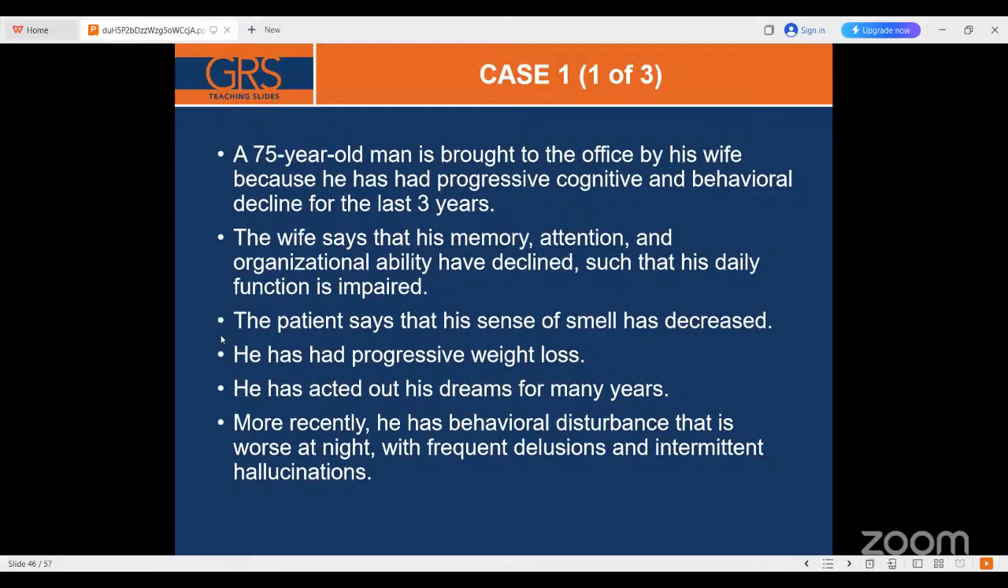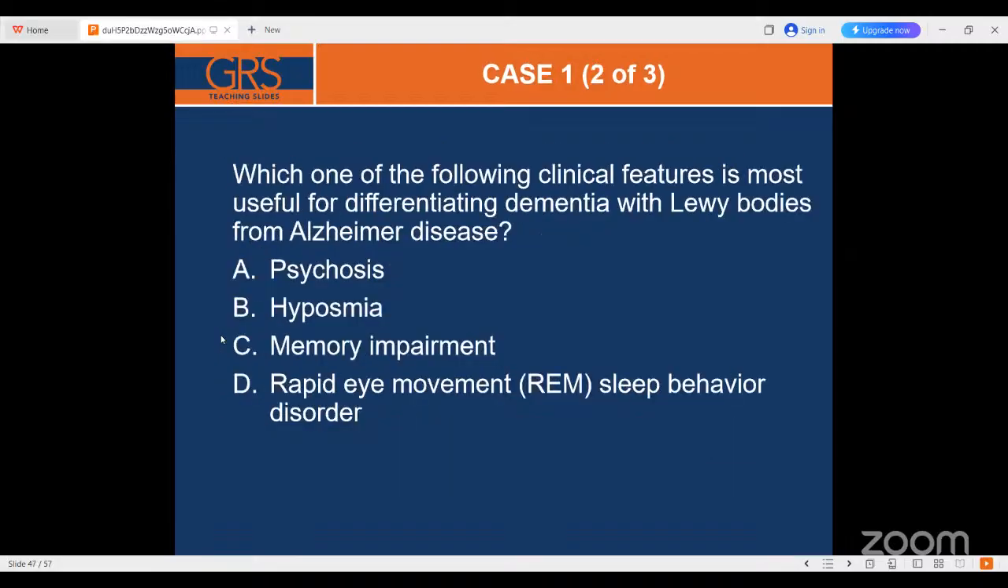The wife says that his memory, attention, and organization ability have declined, such that his daily function is impaired. The patient says that his sense of smell has decreased. He has progressive weight loss. He has acted out his dreams for many years. More recently, he has had behavioral disturbance that worsens at night, with frequent delusions and intermittent hallucinations. Which of the following clinical features is the most useful for differentiating dementia with Lewy bodies from Alzheimer's disease?